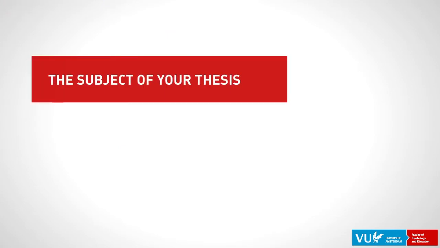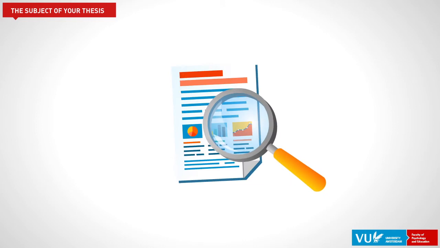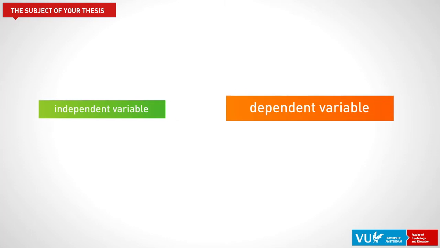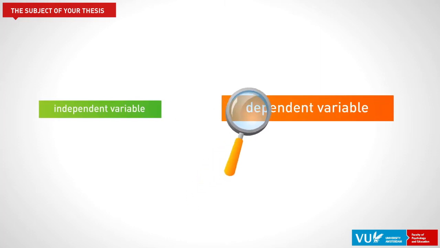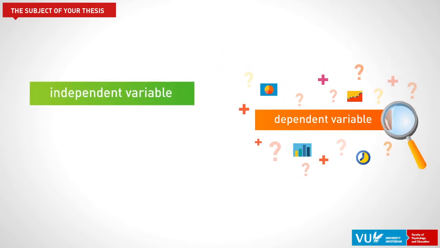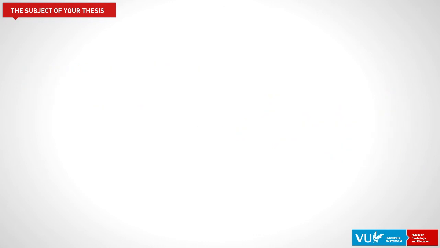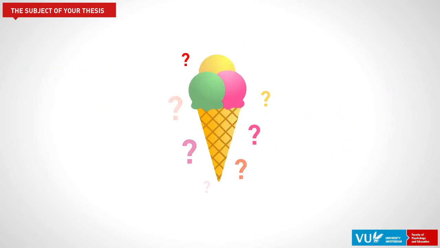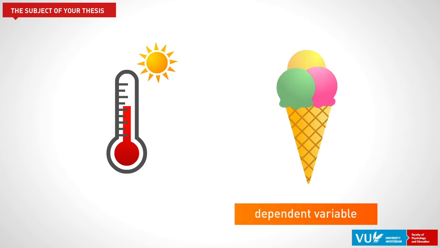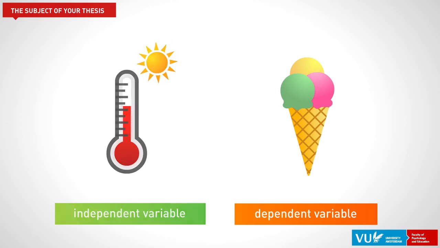The subject of your thesis. In research, we distinguish between dependent and independent variables. The dependent variable is the variable that you predict, the one you are about to measure. The independent variable is the one you base your prediction on. When you want to predict ice consumption according to the outside temperature, the ice consumption is the dependent variable, and the outside temperature is the independent variable.